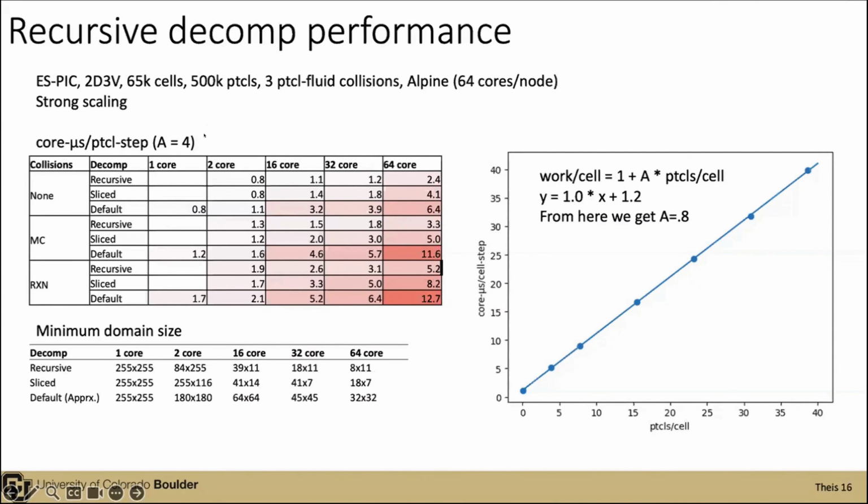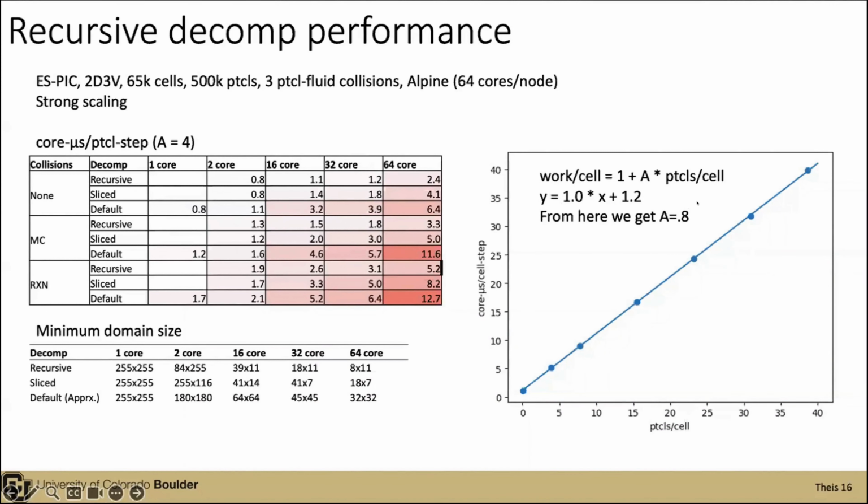And this also isn't an ideal decomposition, since I was assuming that the work was dominated by particles. I was using this value of A equals 4, and that value comes into how we load balance. We have some approximation where we say the work per cell is given by 1 plus A times the number of particles per cell. So this is basically a ratio of the work done between the field solve and the particle push. And so what I did is I varied the number of particles per cell, and then I looked at the core microseconds per cell step. And sure enough, it was nice and linear, and therefore I could fit it to this line.